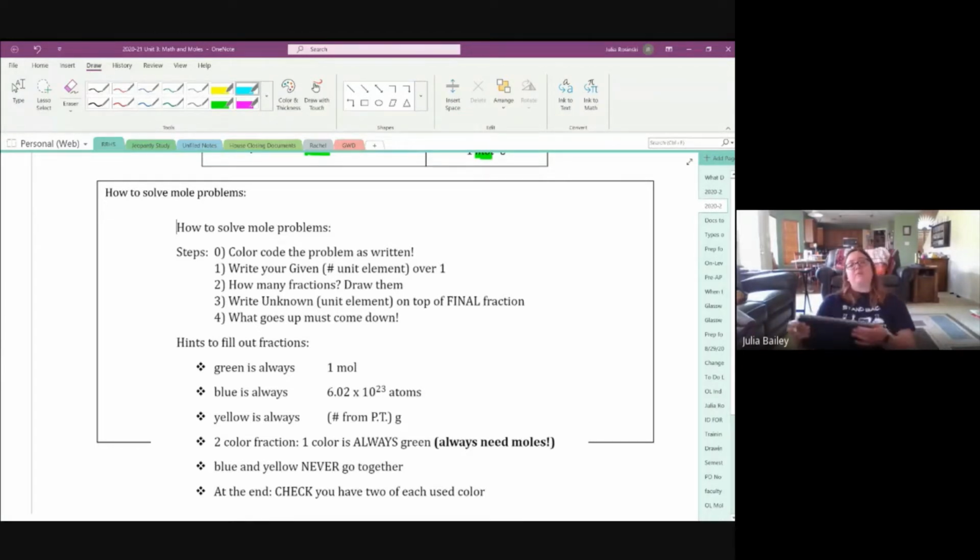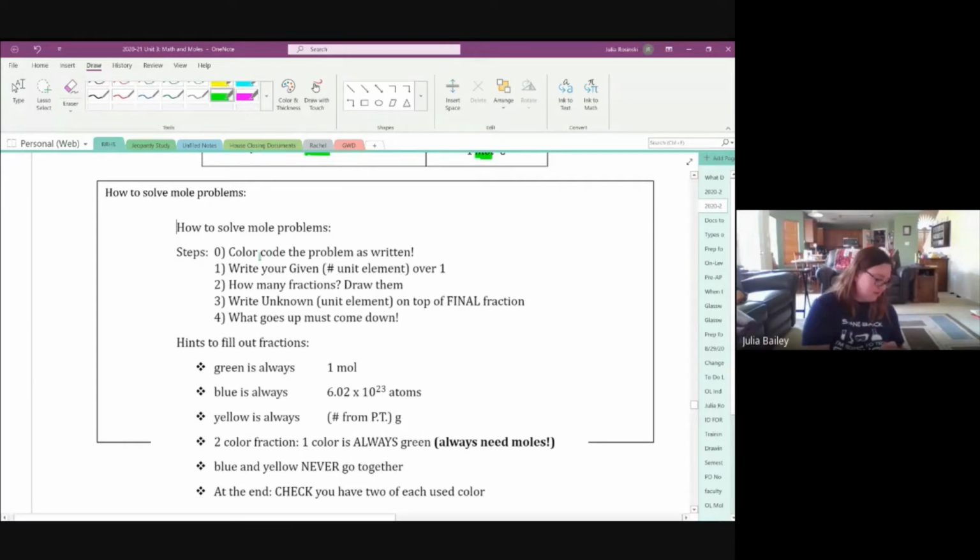But I'm giving you what's called an algorithm, which is basically a problem-solving set of steps on how to solve mole problems. First, you always are going to end up color coding with your green and your yellow and your blue, whichever ones apply. All of those end up color coding the problem. Just start with that. Make your life easier. I promise it will make your life easier. Okay.